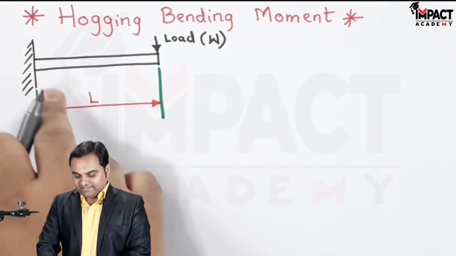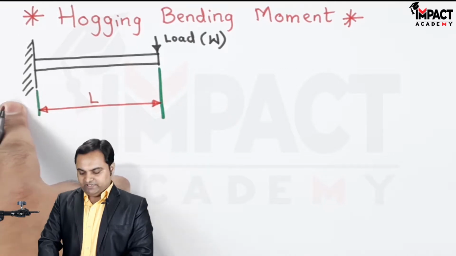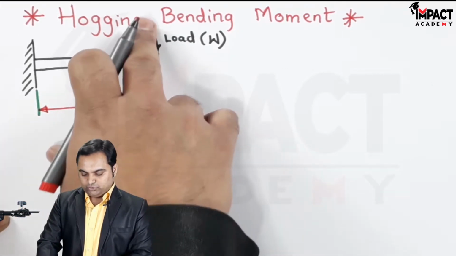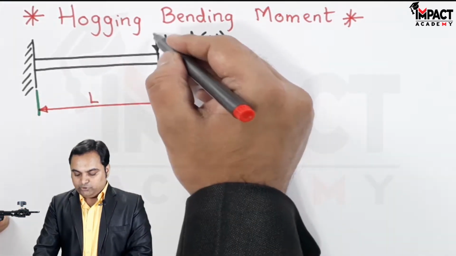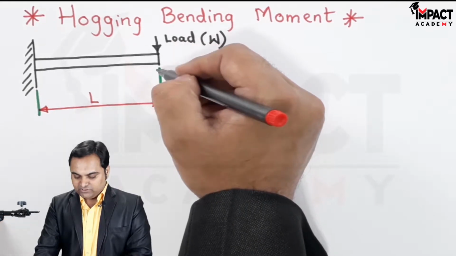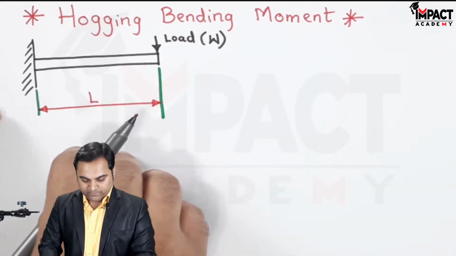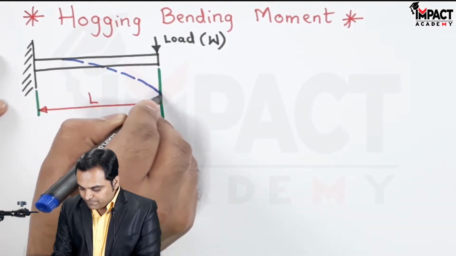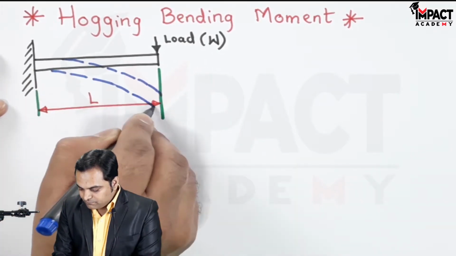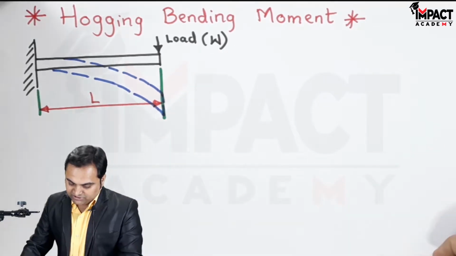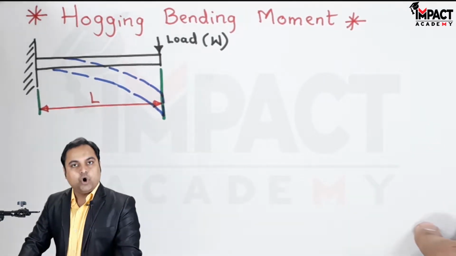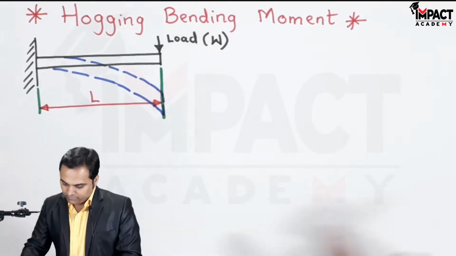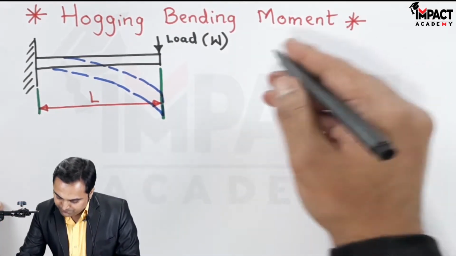Here there is a cantilever beam which is fixed at one end, free at the other end, subjected to a point load at the free end. Under the action of this load, the beam is going to bend and it will bend in this way. So such kind of bending action is called as the hogging bending moment. I'll draw the diagram separately as well.